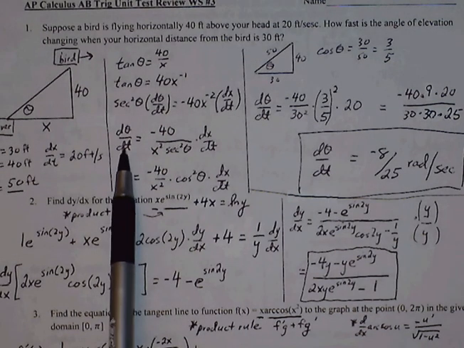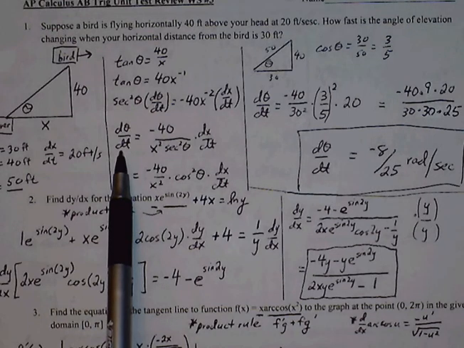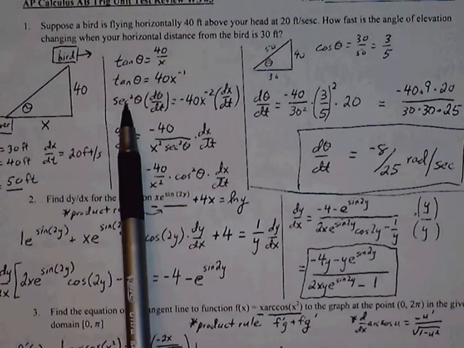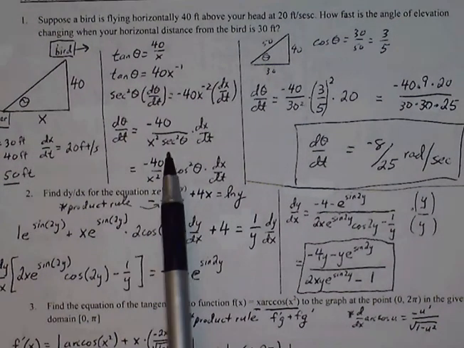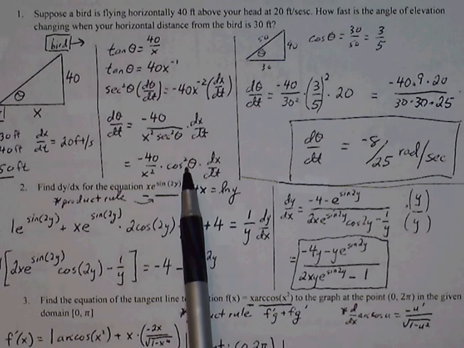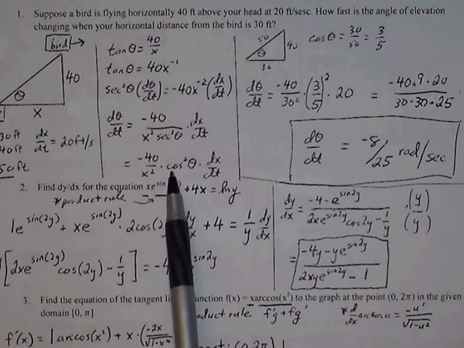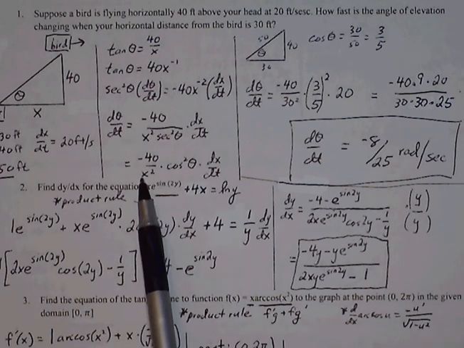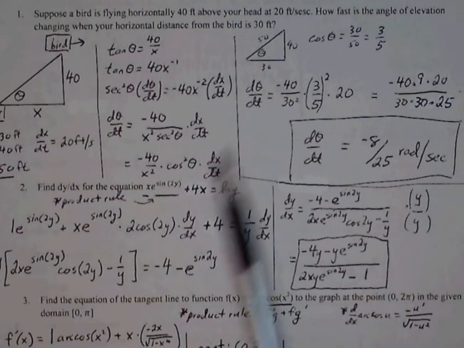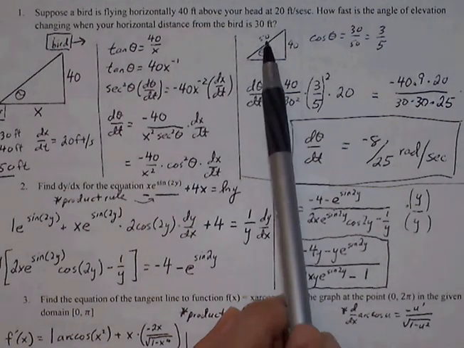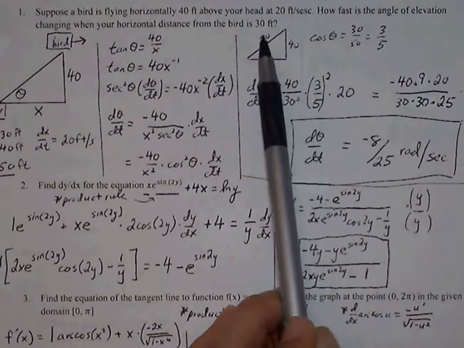Okay, one step at a time, we're going to move everything over to the other side, isolating d theta/dt. So negative 40 over x squared, divide both sides by secant squared theta, and secant squared theta I can pull up to the top, make it cosine squared theta. So negative 40 over x squared times cosine squared theta times dx/dt. We know x is 30, so that will be 30 squared.